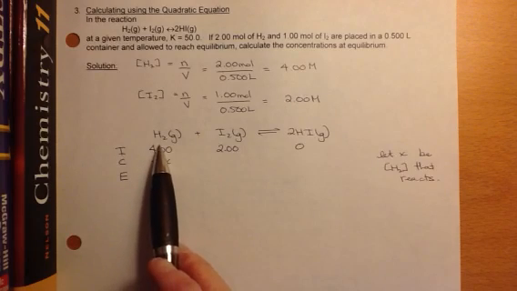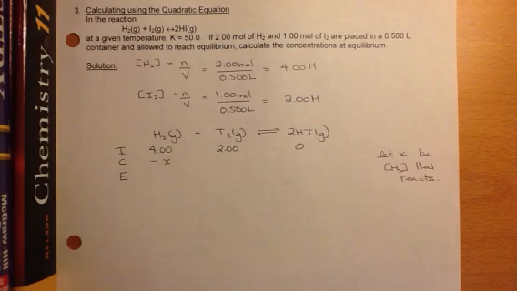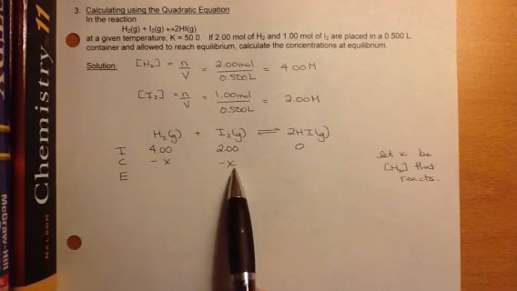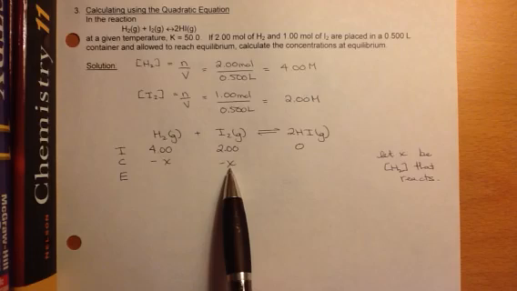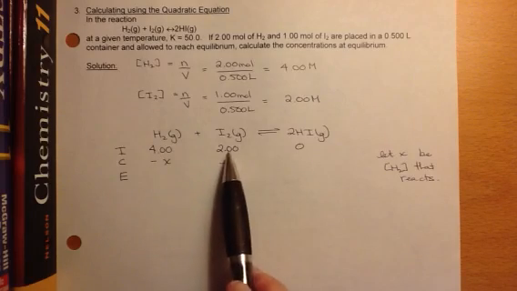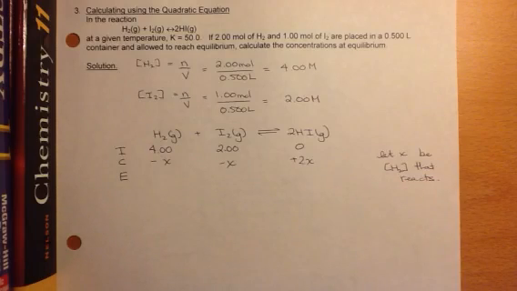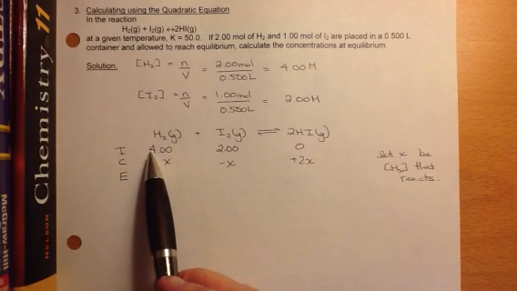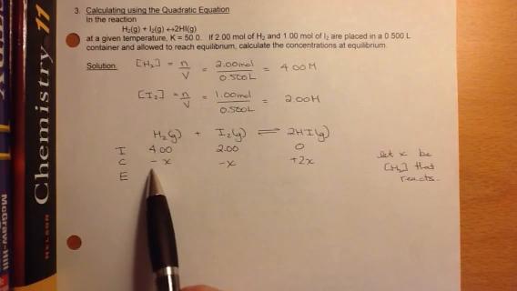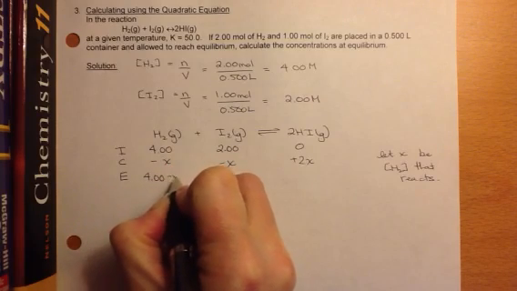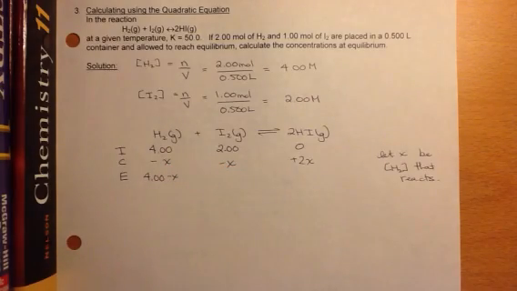The ratio between the hydrogen and the iodine is a 1-to-1 ratio. So therefore, we are going to have X amount of iodine reacting. The ratio is a 1-to-1-to-2 ratio, so that would mean that we would have 2X of the hydrogen iodide being produced. At equilibrium then, for the hydrogen, we start with 4 moles per liter. We react X, so that means at equilibrium, we have 4 minus X.